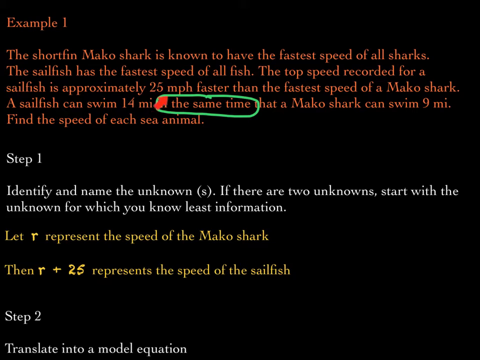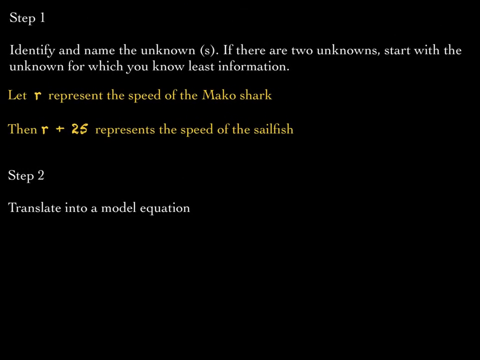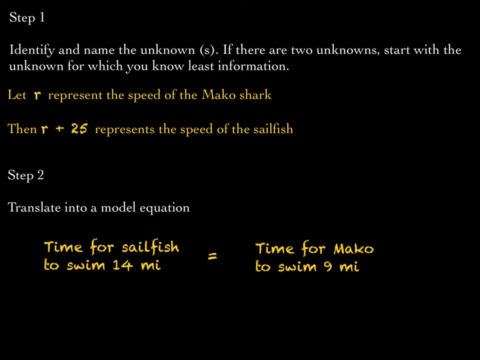This phrase is going to help me set up my model equation. So allow me to move the screen up a little bit here. And here I go. So this is what I call the model equation. The time that it takes for a sailfish to swim 14 miles is equivalent to the time it takes for a mako shark to swim 9 miles. That's what the problem says.